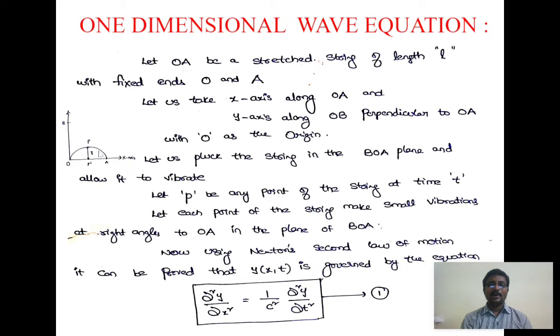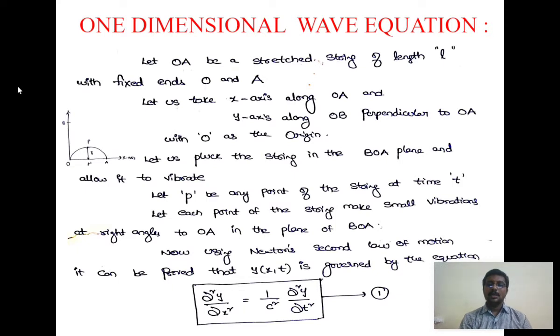Let each point of the string make small vibrations at right angles to OA in the plane BOA. So in the plane BOA, we have small vibrations of the string at right angles to OA.